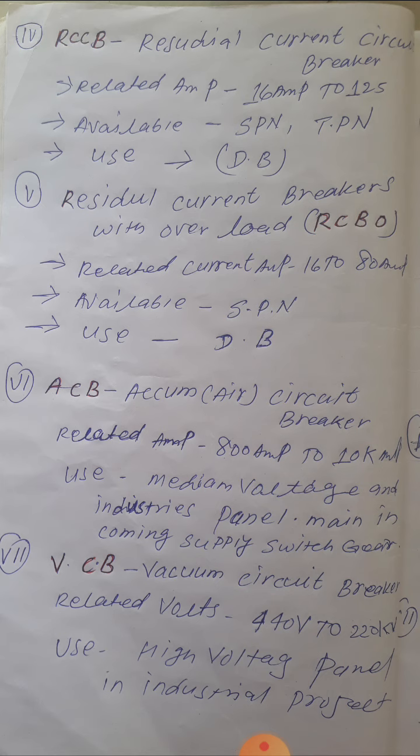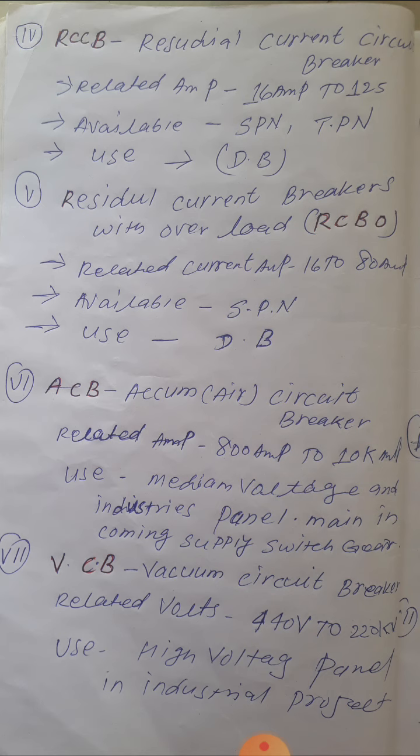And ACB, air circuit breaker. The related amps are 800 amps to 10K amps. This is very big. These are big sizes. Related current 800 amps to 10K, and it is used in medium voltage and industrial panels as the main incoming supply switchgear.